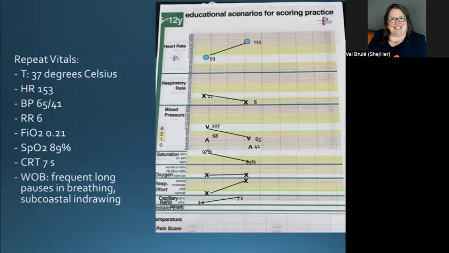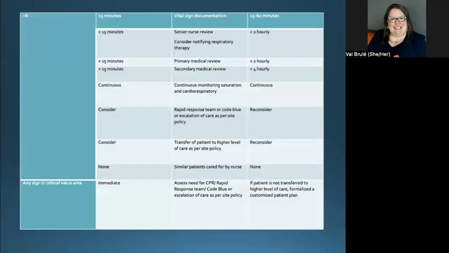So in this case, with his vital signs, you calculate a score of 22. Of note, numerous numbers are in a critical value, so that reddish purplish color, which would always indicate you may want to consider calling for help right away. Again, it's in the greater than 8 section, and you may want to assess the need for CPR, rapid response team, code blue, or escalation of care.